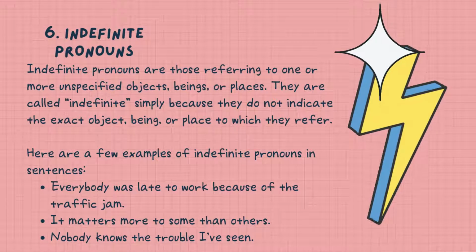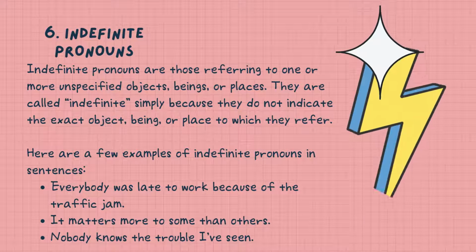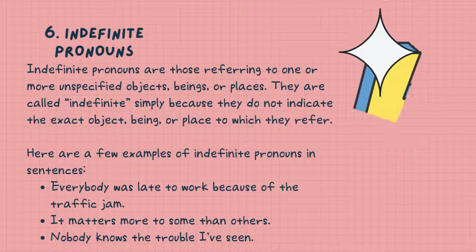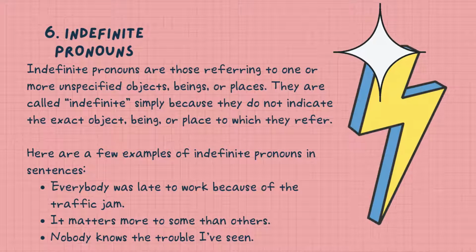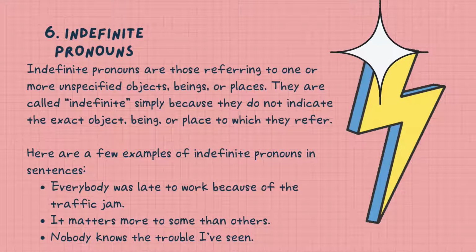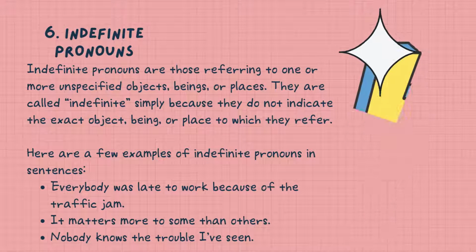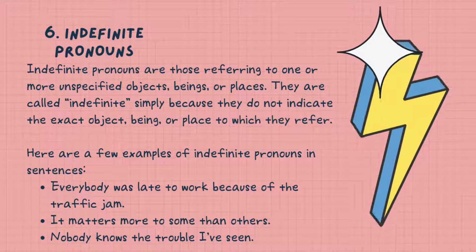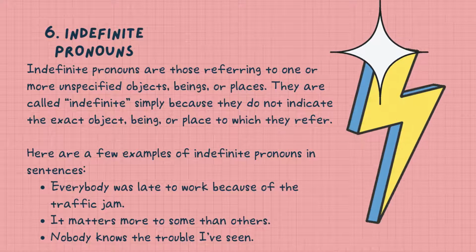Number 6. Indefinite pronouns. Indefinite pronouns are those referring to one or more unspecified objects, beings, or places. They are called indefinite simply because they do not indicate the exact object, being, or place to which they refer. Indefinite pronouns are used when you need to refer to a person or thing that doesn't need to be specifically identified. Here are a few examples of indefinite pronouns in sentences.